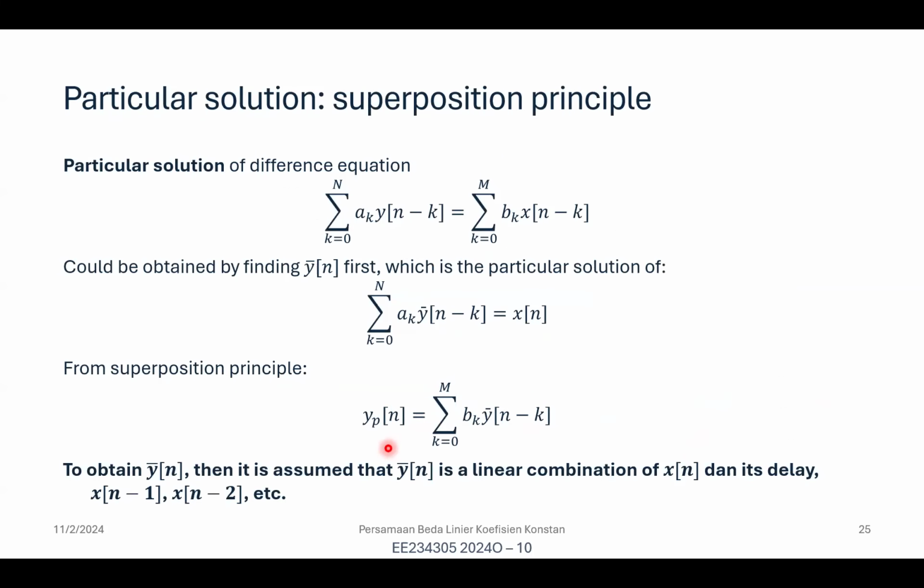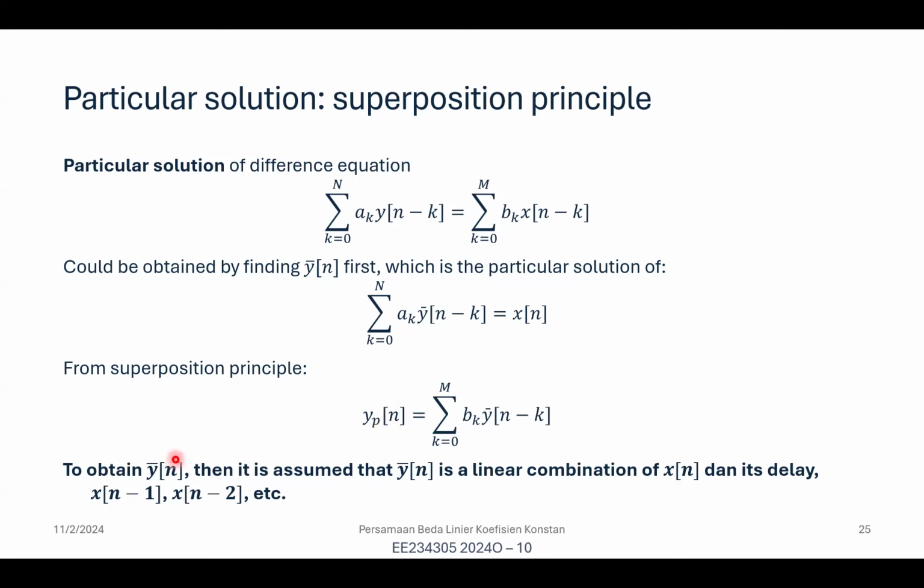And how about the particular solution, right? So of course, for the analytical solution, we have the homogeneous solution and the non-homogeneous, or particular, solution. Well, the particular solution here, we could find this YP from the superposition principle. So YP is the sum of the BK times Y bar n minus k.